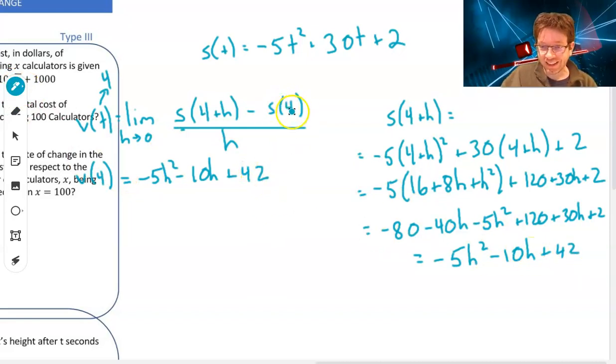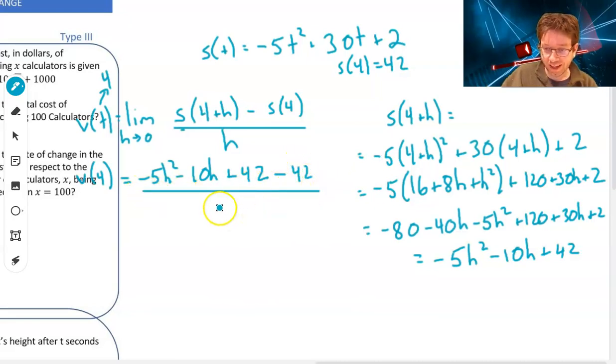And if you find s at 4, well, that's minus 5 times 4 squared, which is 16, plus 30 times 4, plus 2, you get 42. So s at 4 is 42. So then we need to subtract the function at 4, which is 42, all over h. So the 42s are gone. Now you can see where we're going with this.